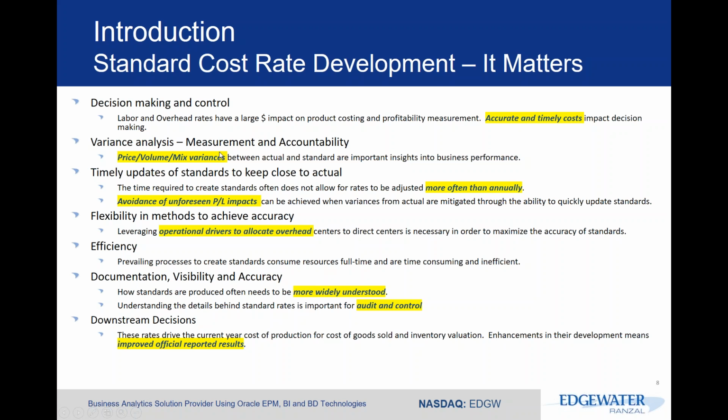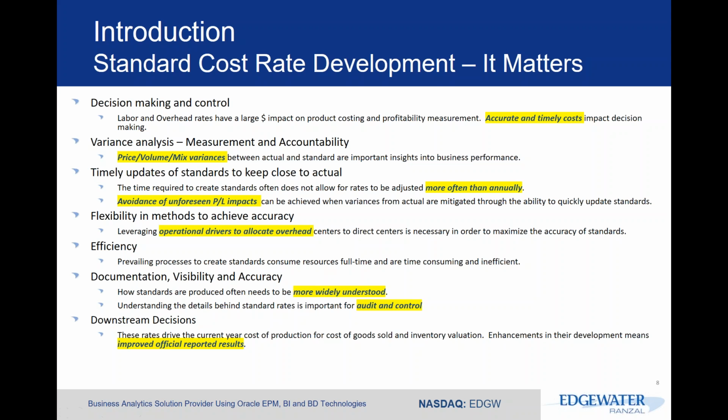Alternatively, standard rates drive price-volume mix analysis. So when there are variations between what actually occurred versus what was expected, the questions get asked about, was it due to a different cost versus expectation? Was it due to volumes being higher or lower than expected? Or was there a different mix of products that were produced or sold? That kind of analysis, that kind of understanding ties very closely into the nature of the rates that were used to calculate standard costs.